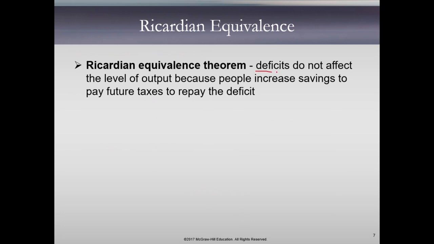Ricardian equivalence basically says that budget deficits or surpluses don't impact the level of output. They have no impact whatsoever on aggregate demand. And the reason is that people will offset any change in government savings or government deficits by changing their own level of consumption and savings in anticipation of future taxes. That's the idea of Ricardian equivalence.